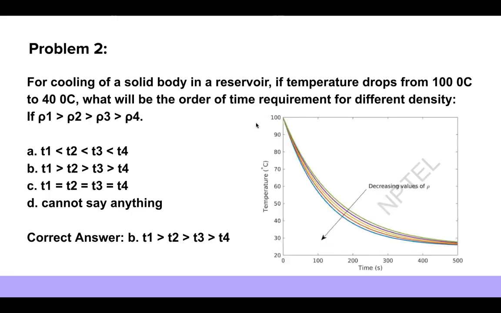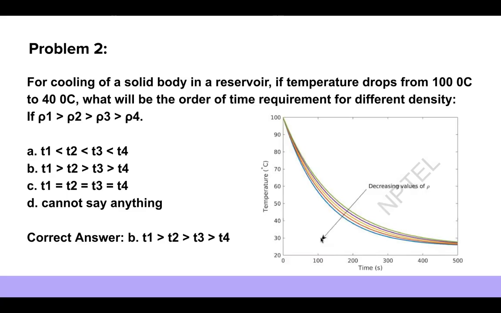So this is about cooling of a solid body in a reservoir. If the temperature drops from 100 degrees to 40 degrees, what will be the order of the time required for different densities? The different densities are rho 1 greater than rho 2, greater than rho 3, greater than rho 4. So basically this is decreasing value of rho, so rho 1 is here and rho 4 is here.